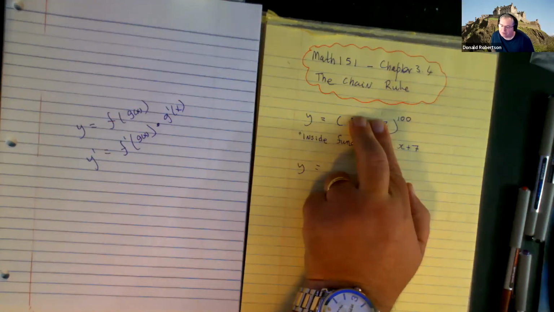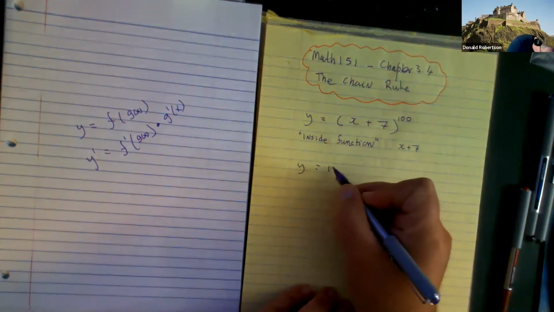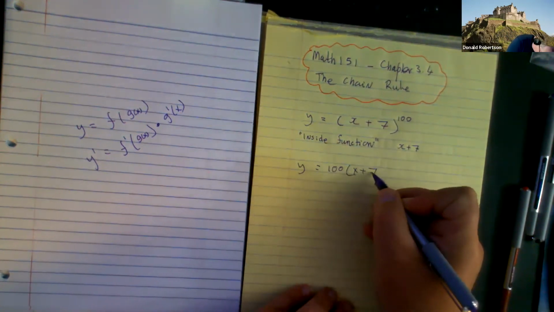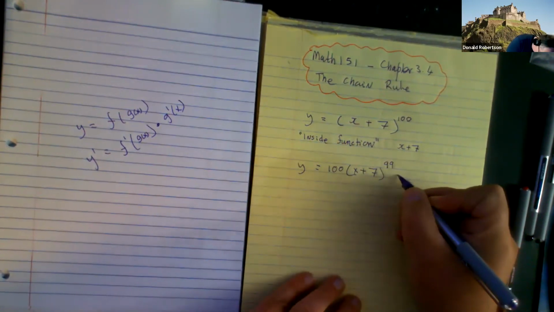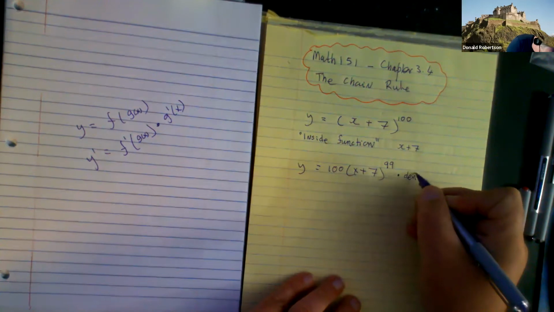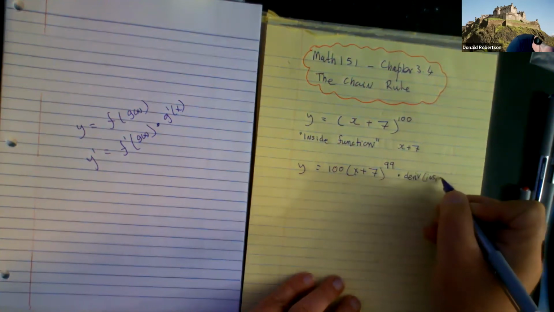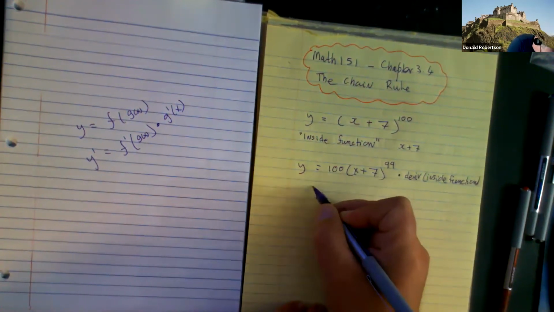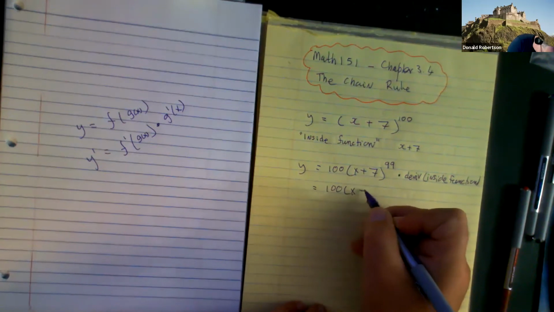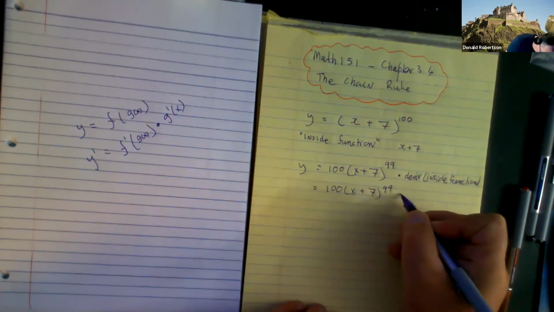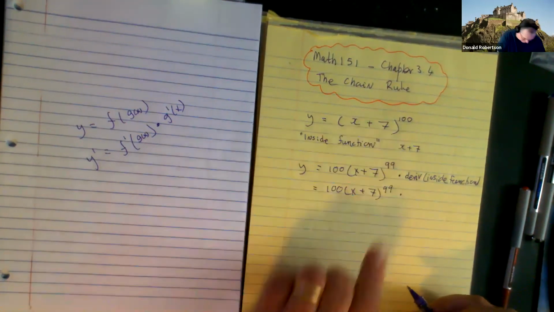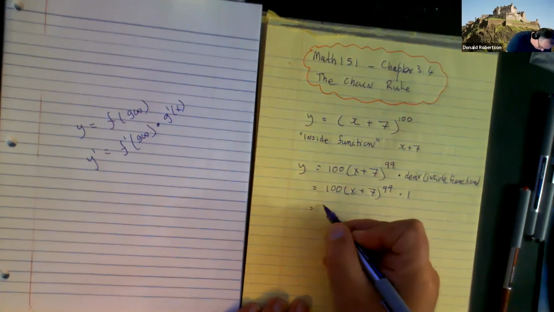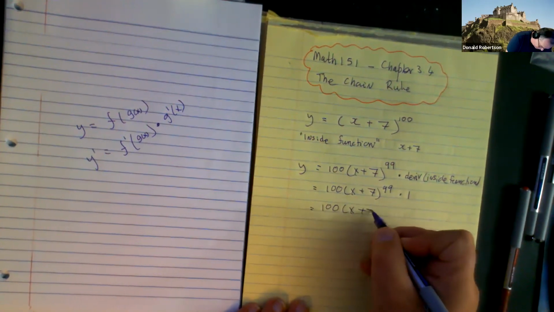So essentially, aren't you differentiating x to the power of 100? Great. And you treat it as if it was x. So you get 100, the inside function, to the power of 99, times the derivative of the inside function. So in this case, it's 100 times x plus 7 to the 99 times, and the derivative of this is actually very simple, isn't it? Just 1. Because I tried to pick the simplest question to start this.